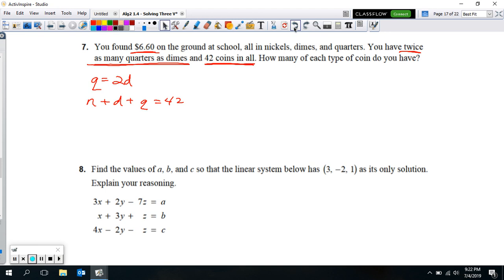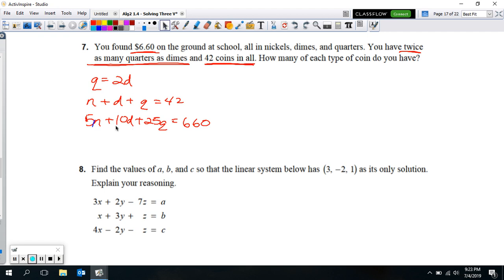How many pennies is a nickel? That's 5, so 5N. How many pennies is a dime? That's 10 pennies, so it's 10D. And quarters are 25 cents, or 25 pennies, so 25Q, and it's going to equal 660. So just think about it in terms of that, where each of these is the value that the nickels, the dimes, and the quarters are. Now you have your 3 equations. That's really the hard part, getting it to where you can solve it.